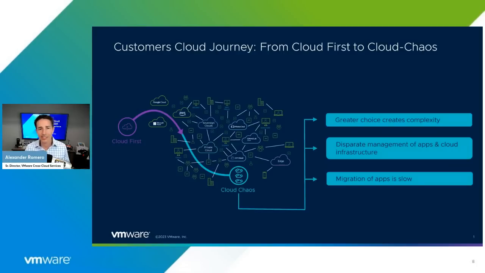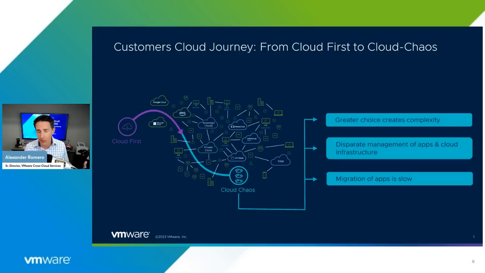Then as things got more complicated, right? New clouds started popping up. It's the concept of sovereign clouds, the concept of a private cloud, the concept of using multiple hyperscalers. And customers have found themselves in cloud chaos.